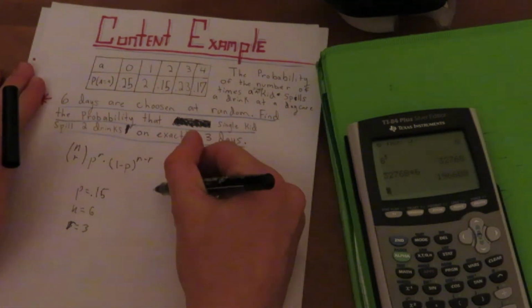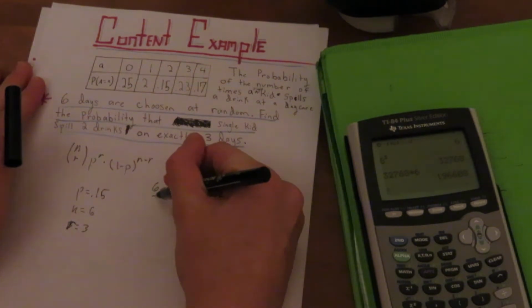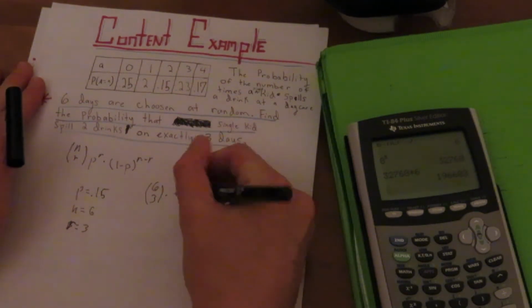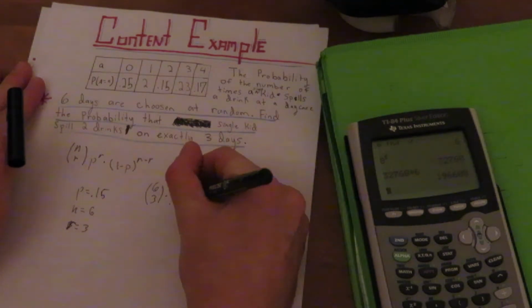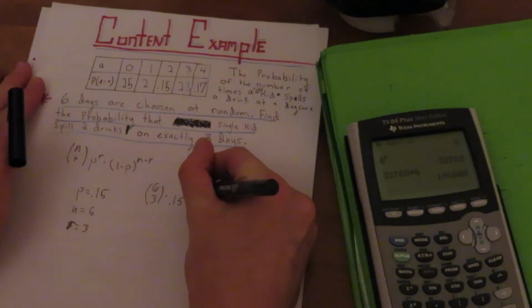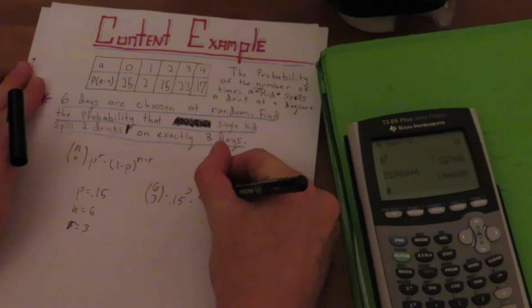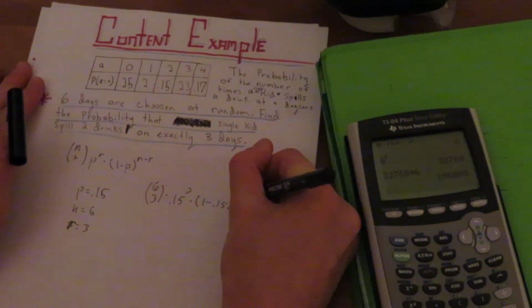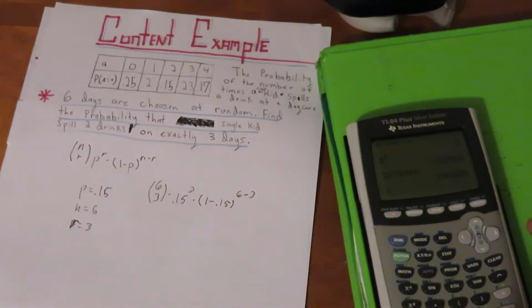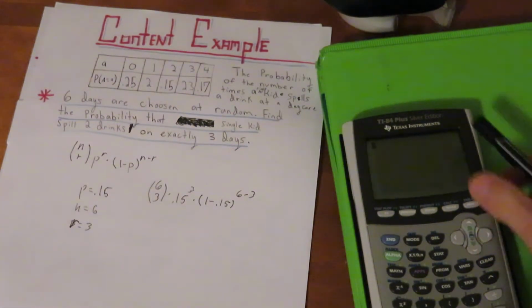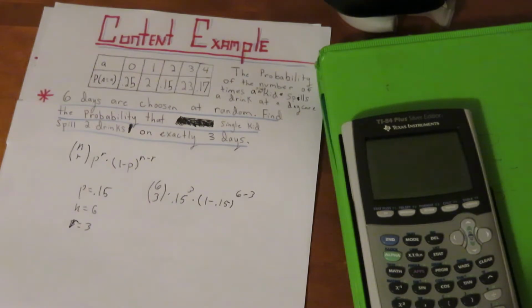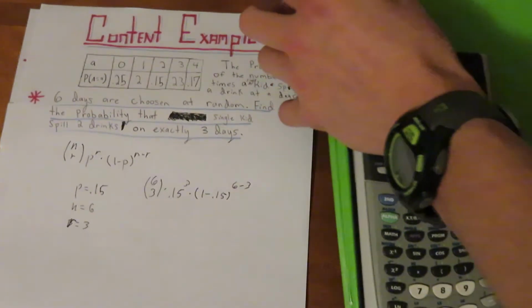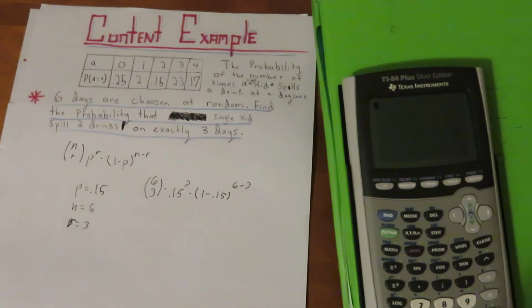So all we have to do is 6 choose 3, times 0.15 to the power of 3 times 1 minus 0.15 to the power of 6 minus 3. And so all we have to do is type that into our calculator. Let me make it so that you can see the calculator better.